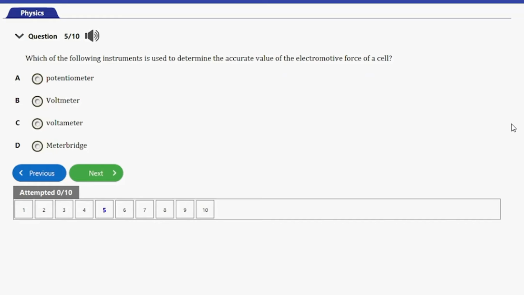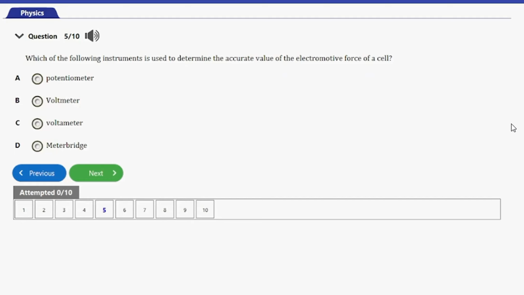It says, which of the following instruments is used to determine the accuracy of the electromotive force of a cell? We have A, potentiometer, B, voltmeter, C, voltmeter, D, meter bridge. So guys, obviously the answer to this question is option A here, and that's potentiometer. So potentiometer is the instrument here that is used to determine the accuracy or the accurate value of an electromotive force of a cell.